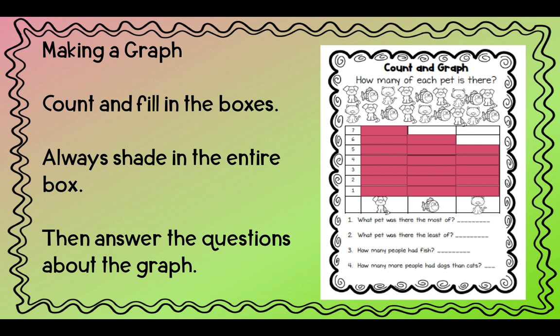How many people had fish? You're going to want to use that bar graph. Go to the fish and go all the way up to the number and see which one it lands on. And then the tricky question. How many more people had dogs than cats? We can use our data in the graph to help us answer all of these problems.